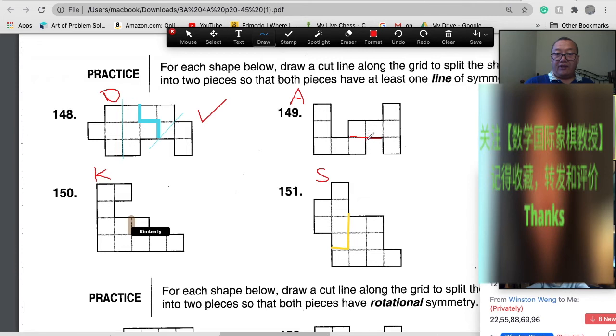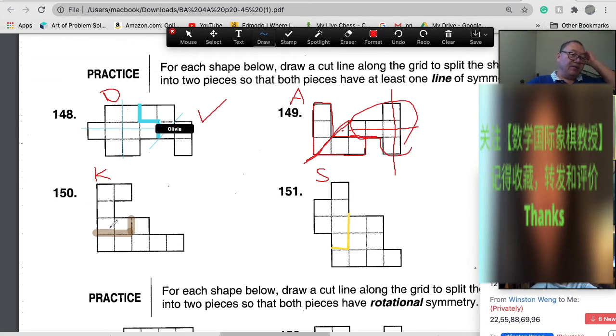Now let's see, 149. Yeah, you got one piece is this, right? This one is a symmetry line, like this way. This is the symmetry line. Then another piece, then you have horizontal symmetry and vertical symmetry. Your separate line just like this. This one is one piece. Then this one is another one.